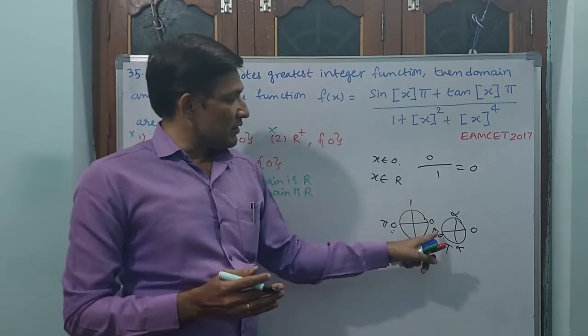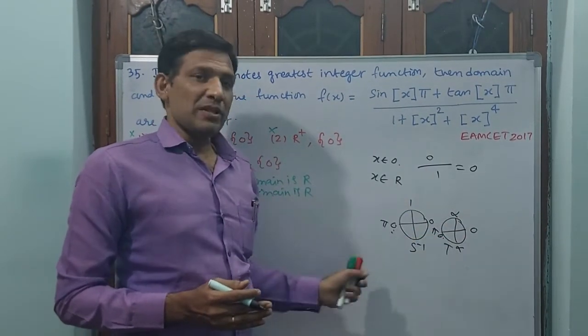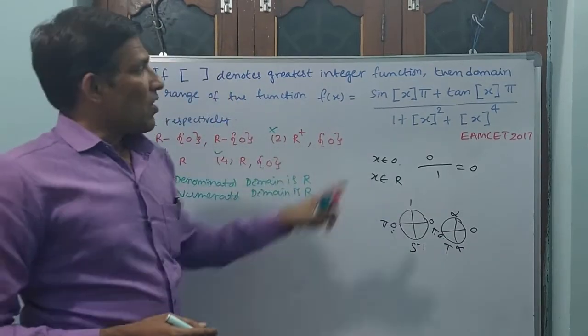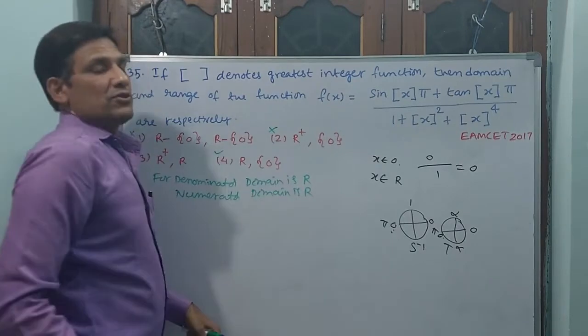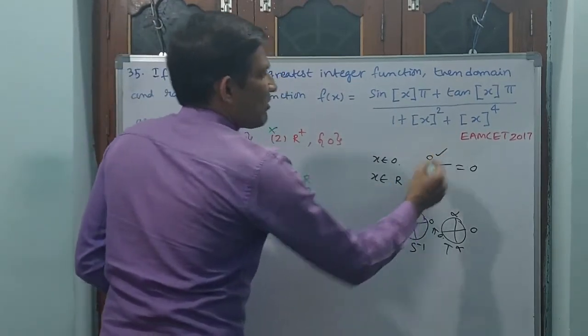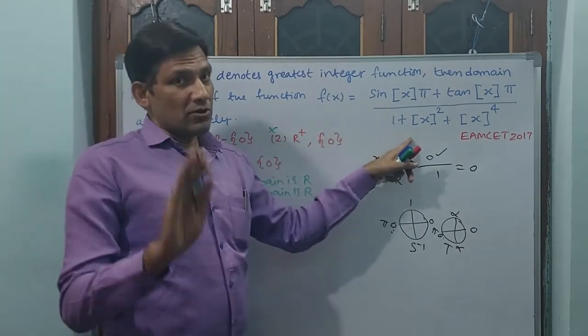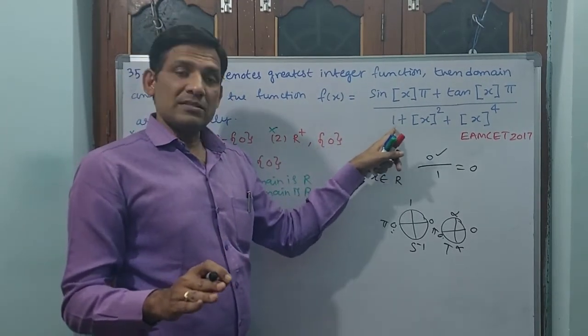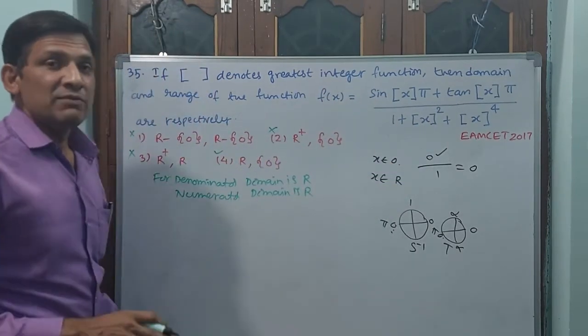Any pi, here also 0, here also 0. 2 pi goes this side. 3 pi, 4 pi, 6 pi, 7 pi, whatever may be the pi, minus also, all pi values are 0. That means the numerator is always 0, but the denominator is not always 0. The denominator is at least 1. That means the total range will be 0.